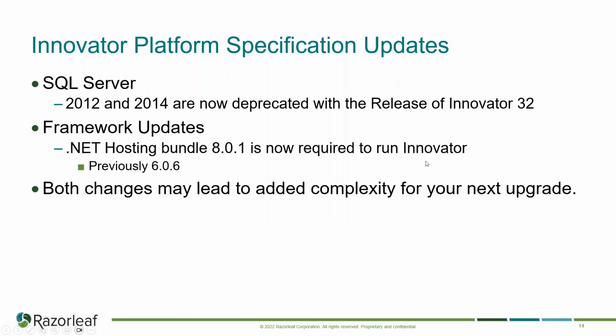Alongside that, we have some platform spec updates. These came into effect as of Innovator 32: SQL Server 2012 and 2014 are now deprecated with the release of Innovator 32. There are also some backend framework updates that are now requirements to run Innovator. If you got used to installing 6.0.6 as I have in the past, you're now going to need to install .NET Hosting Bundle 8.0.1 in order to have Innovator run correctly.